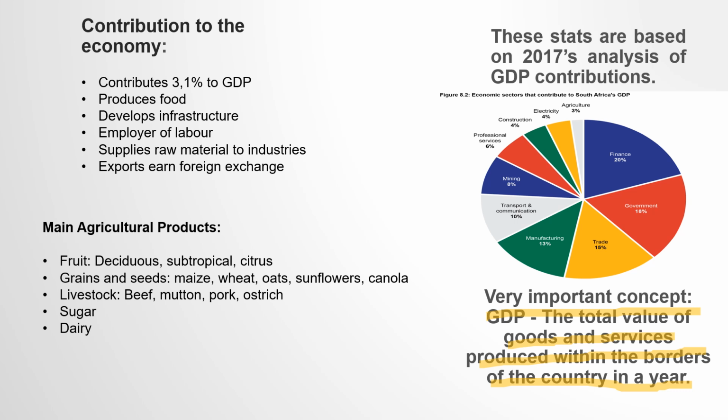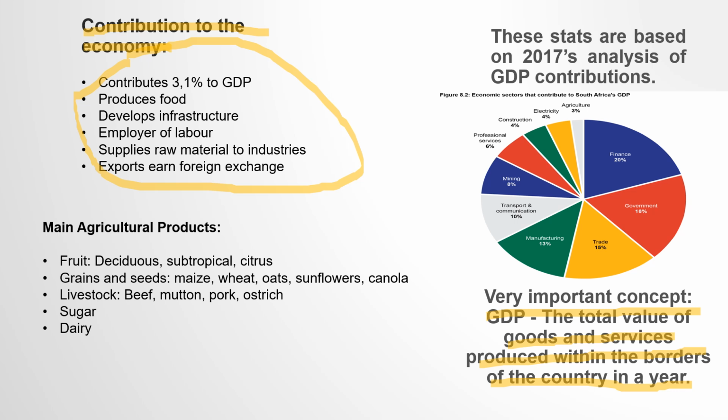Now, what is the contribution to the economy by agriculture as a whole? Agriculture contributes 3.1% to the GDP. It produces food, it develops infrastructure, it's an employer of labor, it supplies raw material to industries, and its exports earn foreign exchange. So this contribution to the economy also answers the question, why is agriculture important? What is the importance of agriculture? It's this: the contributions that it can make to the economy make this a very important sector in the economy.